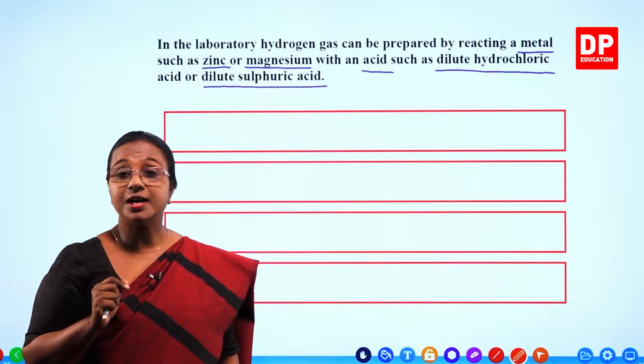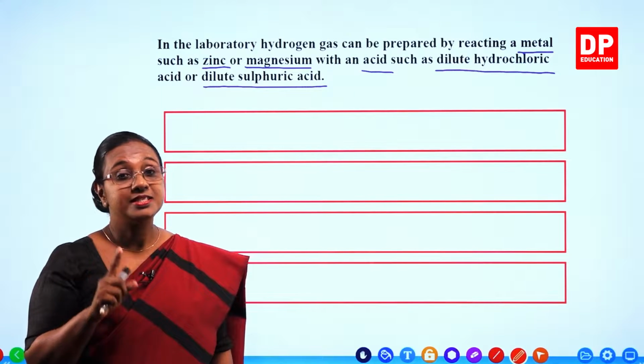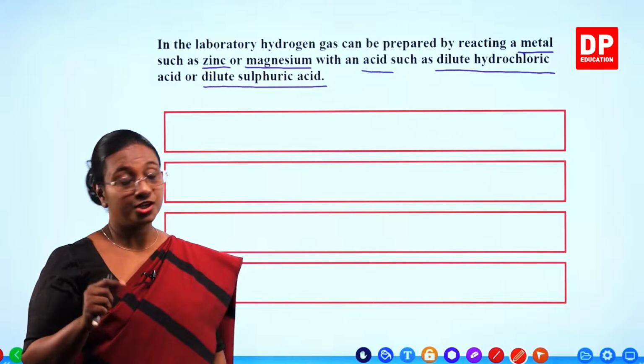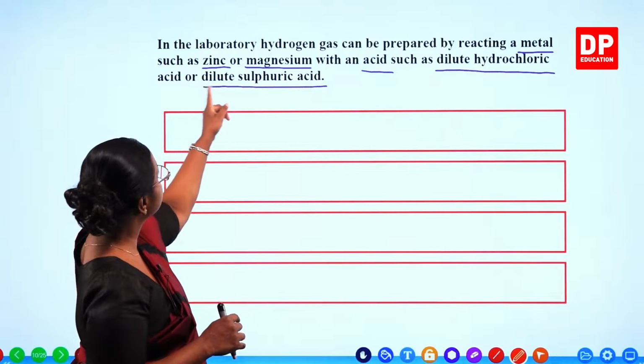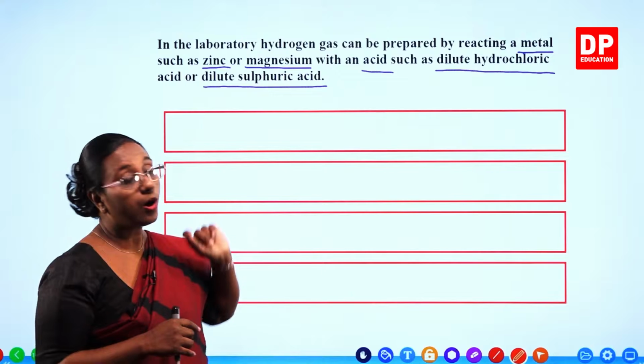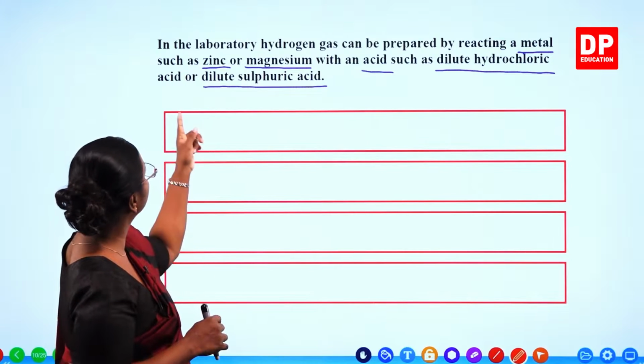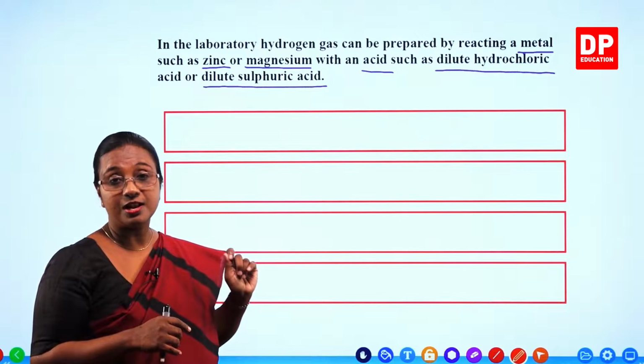And you all know what type of reactions these are. Single displacement reaction. So the common metals are zinc and magnesium, and the common acids that are used are hydrochloric acid and dilute sulfuric acid.